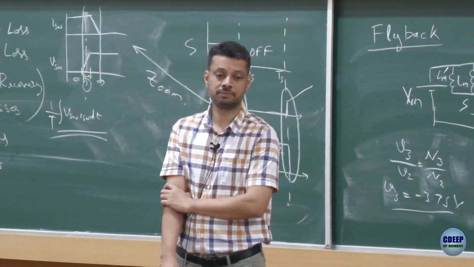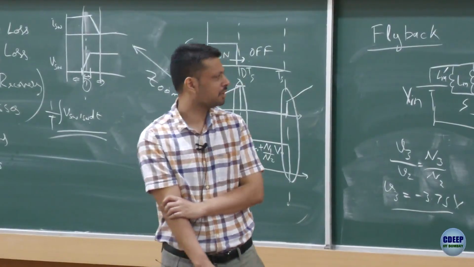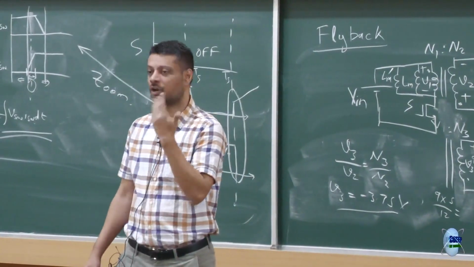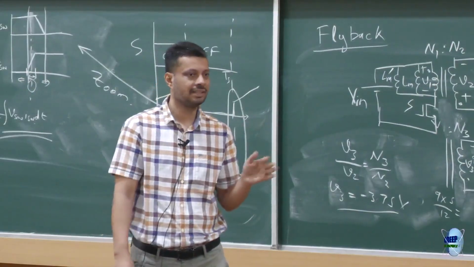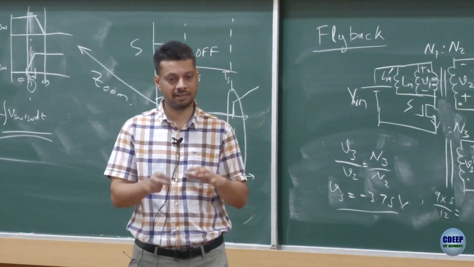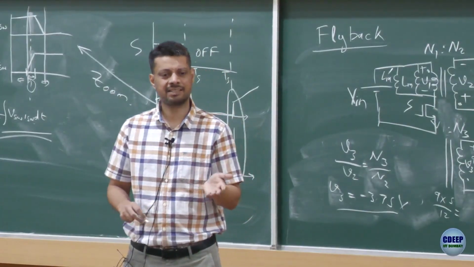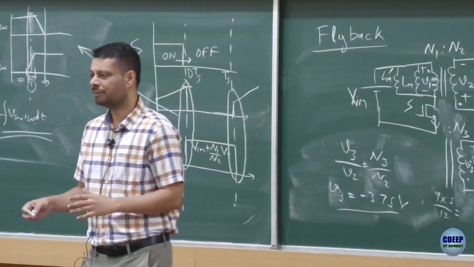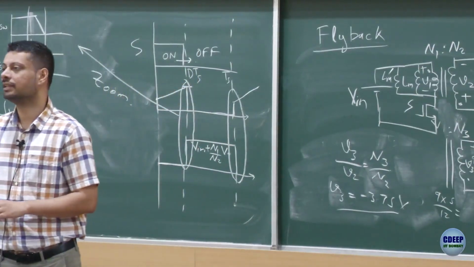Anything else? Voltage spike on the switch happens in all the circuits, right? We have not discussed it, but it happens with all the circuits, and there are ways to mitigate it. Yes, you use a snubber circuit here if you go into more detail, but that doesn't mean the other circuits won't have similar problems, one way or the other. Any other thing?